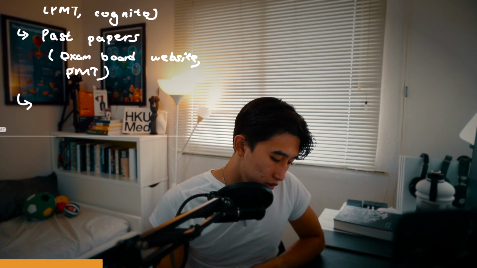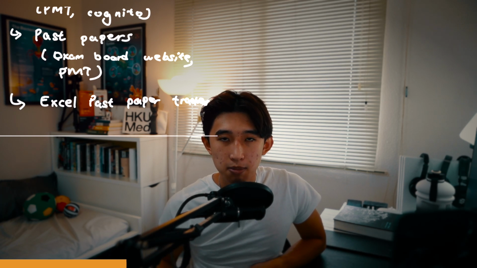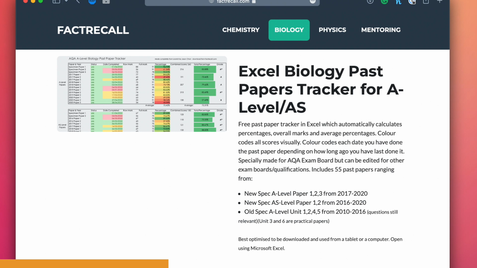I also used an Excel past paper tracker. So near my mocks in school, as well as my real exams in May and June time, I made an Excel past paper tracker. I also used Notion to track my past paper progress as well. Basically, it's a table where I just track, oh, this year I got that amount, that year I got that score in paper 1, 2, 3, etc., and what percentage and what grade I got.